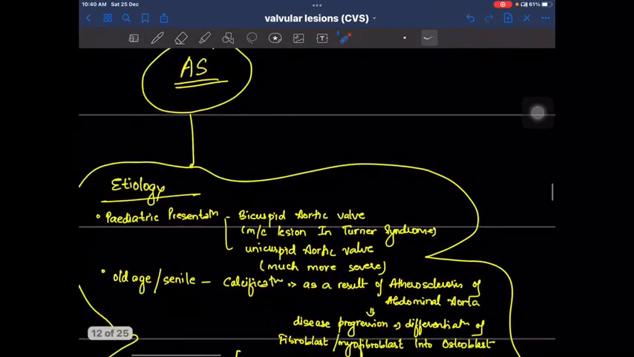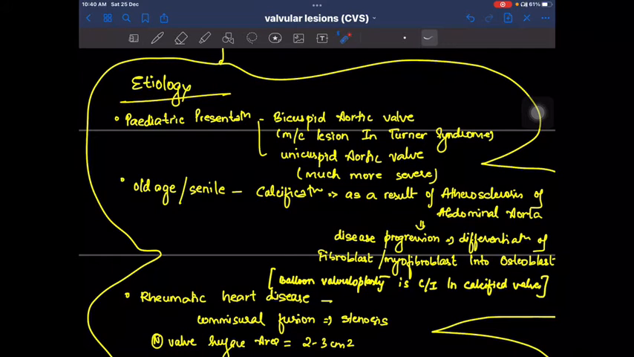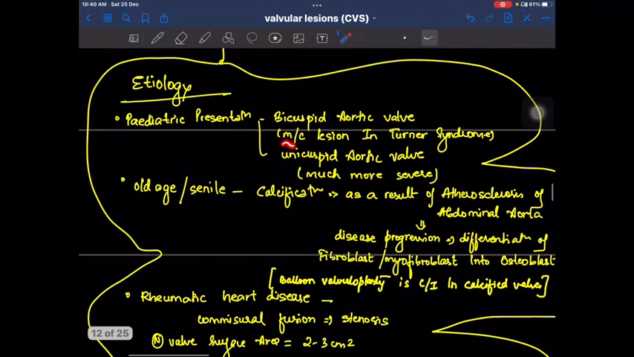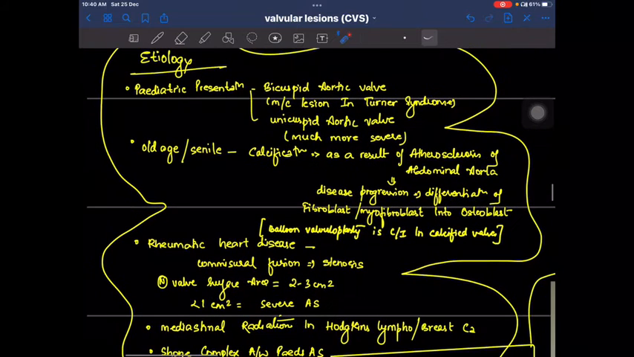So what is the etiology? If it's a pediatric presentation, like in a child, you can see a bicuspid aortic valve. It is the most common lesion in Turner syndrome. We have done this before. There can also be a unicuspid aortic valve, and always remember, it's common sense, that unicuspid will be more severe than bicuspid. The lesser the number of cusps, the more the resistance, the more the stenosis.